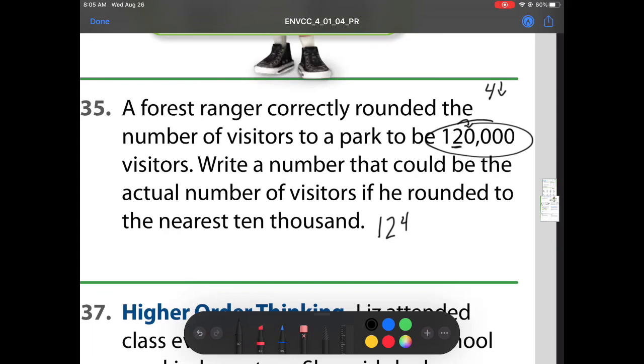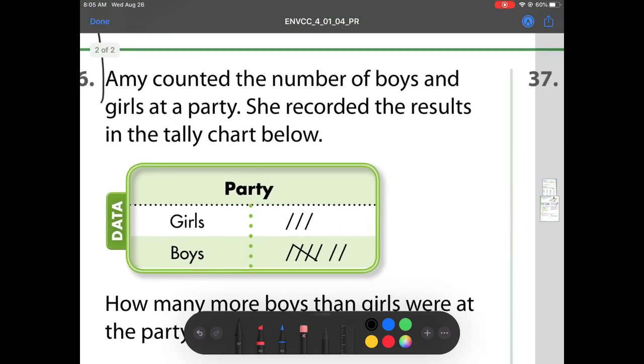Now when I round down, that 2 is going to stay the same, and everything to the right will become 0. So that isn't a possible answer for that attendance. It would round down to 120,000.